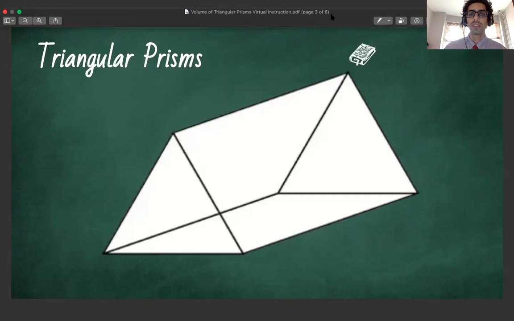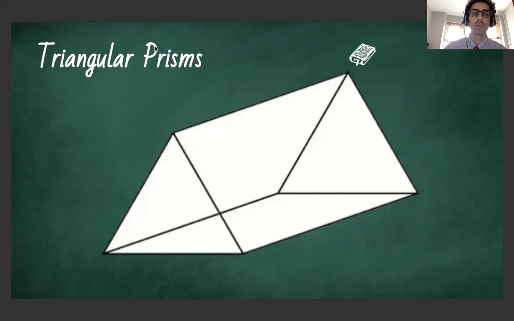So getting started, let's begin by familiarizing ourselves with what a triangular prism is. Last week we talked about rectangular prisms, so this is kind of like the next lesson after it. This is what we call a triangular prism. So you have two triangle bases that are essentially just spread out from each other.